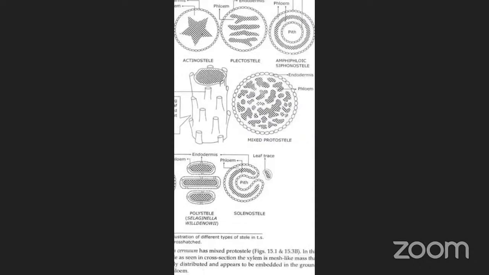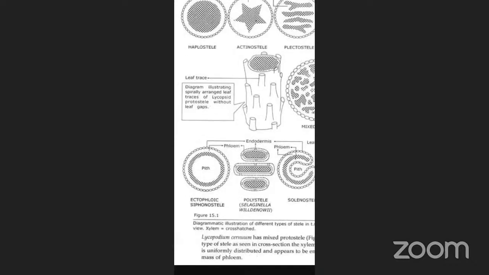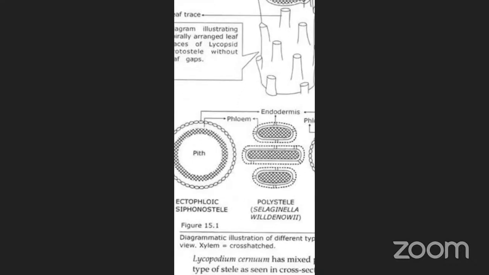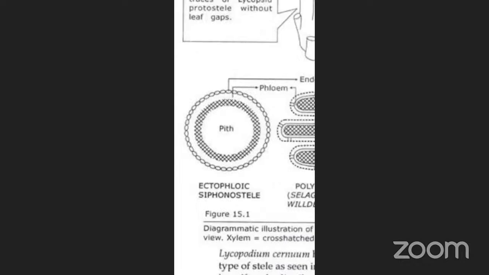Ectophloic and amphiphloic. What is the ectophloic siphonostele? In the ectophloic siphonostele, the xylem cylinder encloses the pith, and it is surrounded only on the outside by phloem, pericycle and endodermis. Ectophloic siphonostele means the xylem is covered only on the outside by the pericycle, endodermis and phloem.